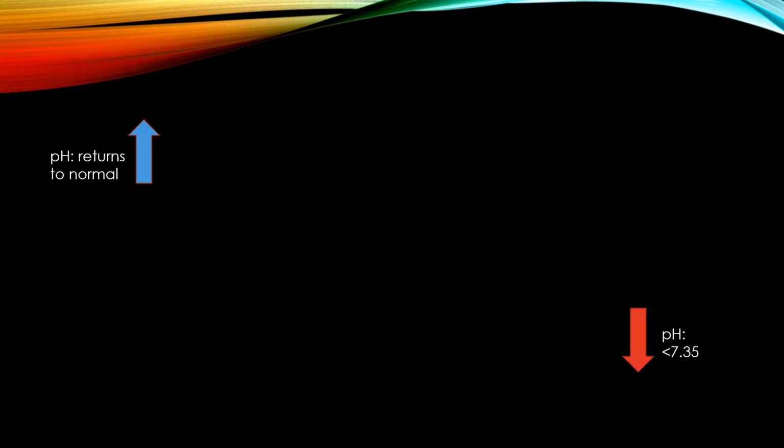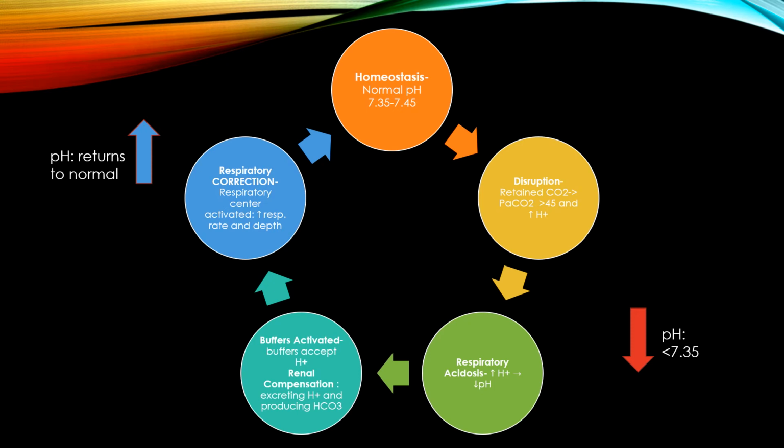So let's just start off by taking a look at this circle. Basically we know that homeostasis is when we have that normal pH, so we've got 7.35 to 7.45. Any disruption within this respiratory system that is maintaining our pH means that we're going to start retaining that CO2. And when we retain that CO2, our ABGs, our PCO2 level, is going to increase, and it's going to be above 45. And this is because there's an increase in our hydrogens. And so those hydrogens, remember, that's what forms that carbonic acid. That's what drives our pH down.